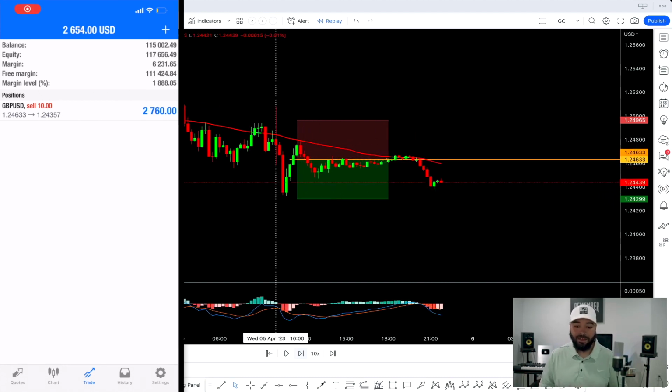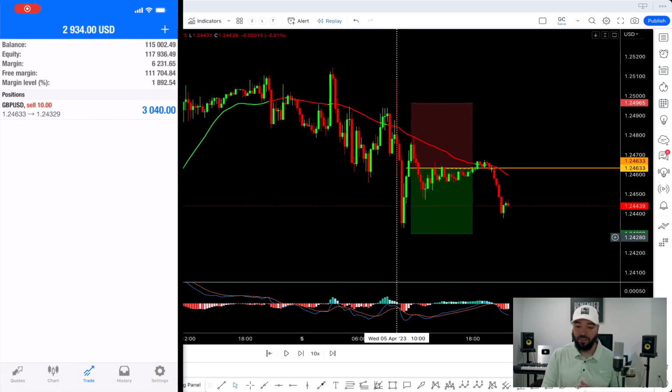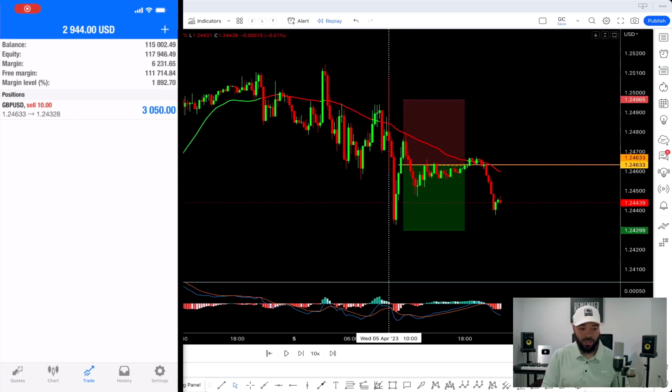Bam. After that move drop right there, I'm taking profit. Ain't no sense of staying in this trade no longer. It's crazy to me. I'm not doing it. How many pips is that, by the way? I took profit somewhere up in here. That's 25 pips. I wanted more.